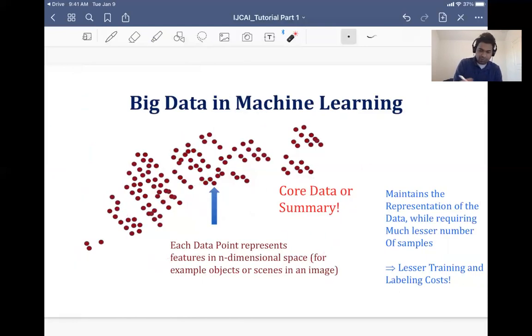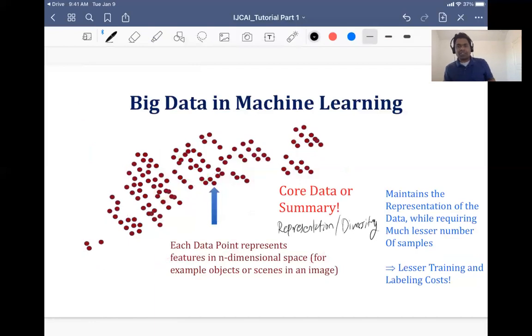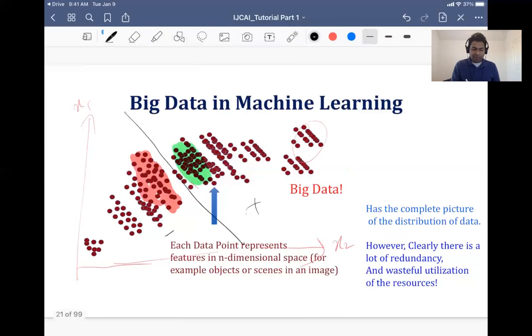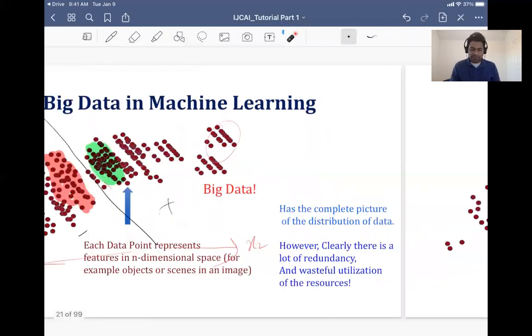This core data is more from a representation or diversity perspective. But if you additionally add that this is being used, for example, for training a machine learning model, then you might have this information as well. So you might want to get more points that are close to the decision boundary, the support vectors. So things like this are what we will actually study in this particular tutorial.